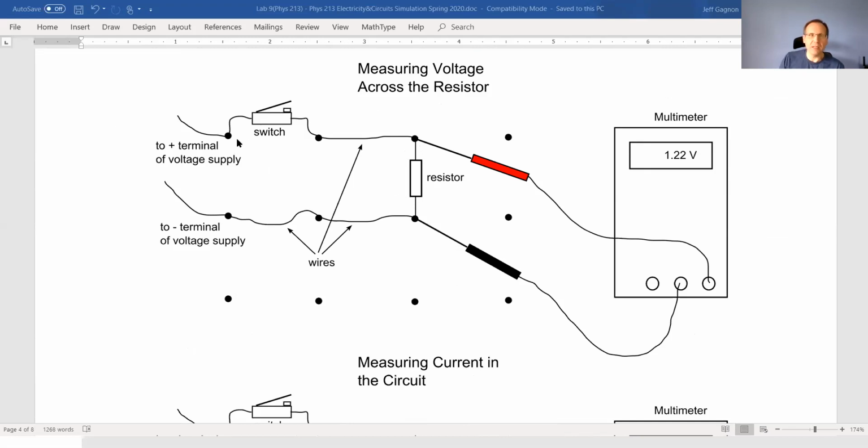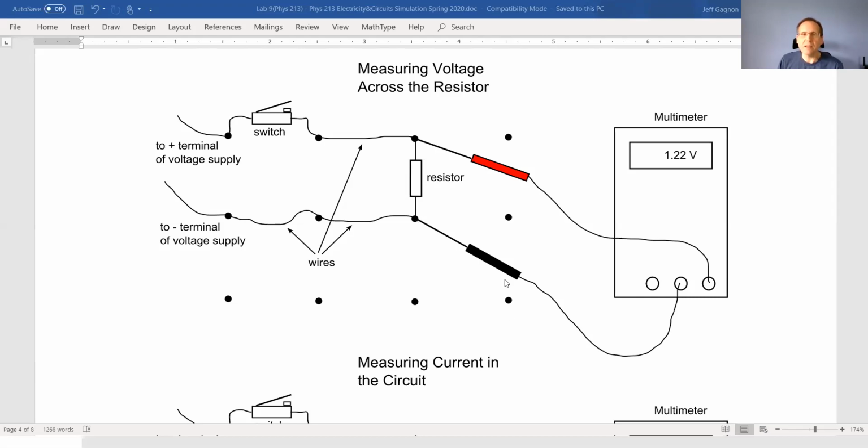So think of this as the positive side of the battery. This is the negative side of the battery. So current's going to flow this way. You could have a switch. I just drew a switch in here, right? So you turn the switch on, like complete the circuit. Current's going to flow. Conventionally, current will flow this way. Think of it as the flow of positive charge. So this is the positive side. This is the negative side. And if I measure across the resistor, that'll give me the voltage across the resistor.